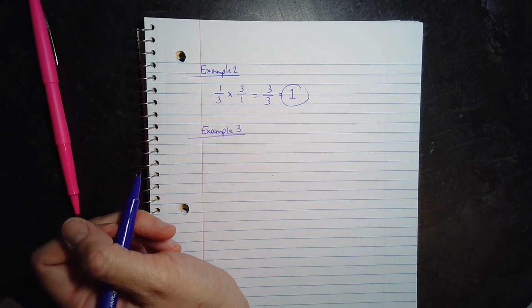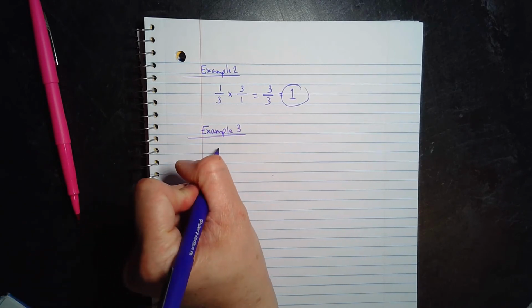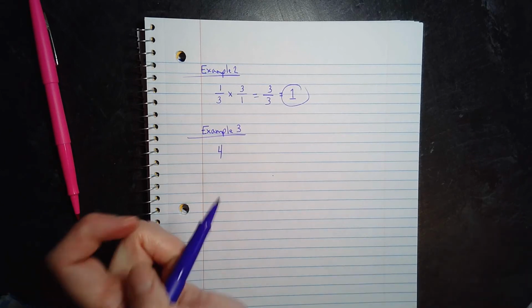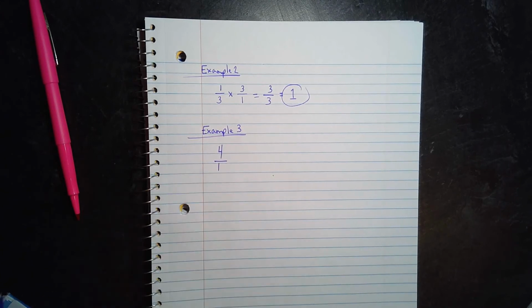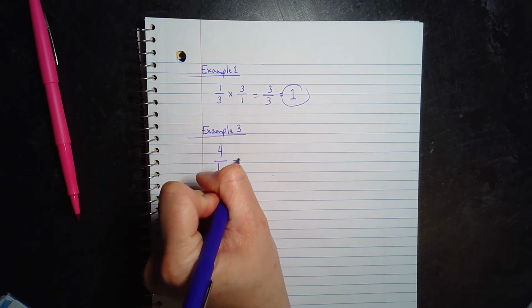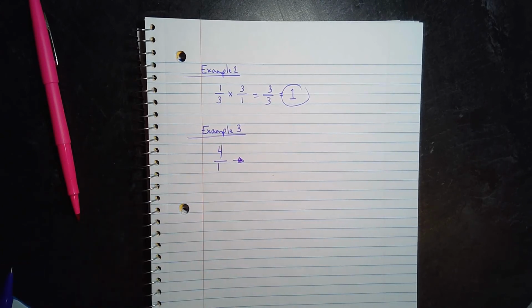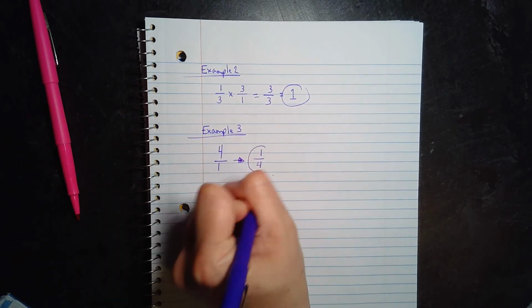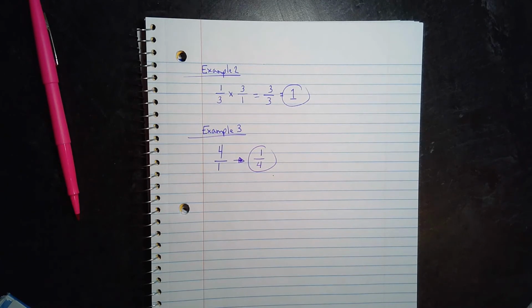We have, what is the reciprocal of 4? All right, so what did I tell you to do with a whole number? What's the first thing we need to do? We need to take it and put it over 1. And then once we have it as a fraction, it's much easier to see what we need to do with it. We need to flip the numbers. And so its reciprocal is 1/4.